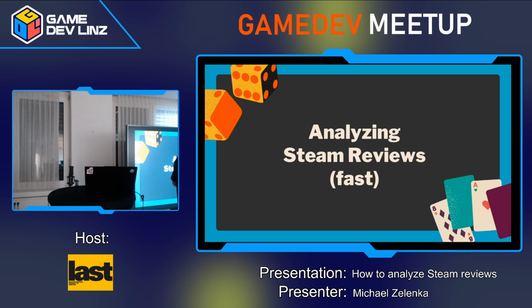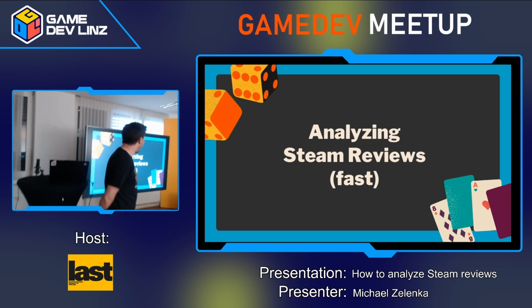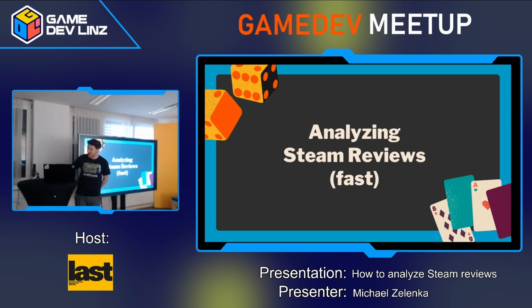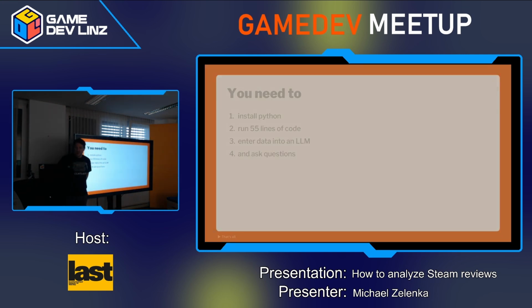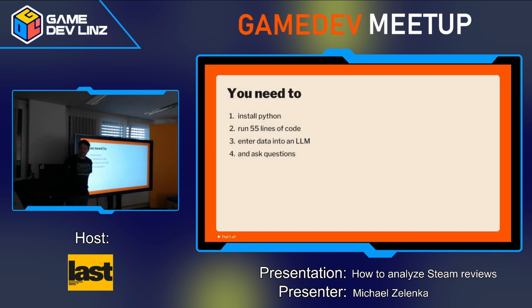And today my talk is about analyzing Steam reviews. It's a very fast version, so this talk will not take longer than 10 minutes. You only need to install Python, and then I have a code for you which has only 55 lines, and then you scrape data from Steam and you analyze it through an AI where you ask questions.